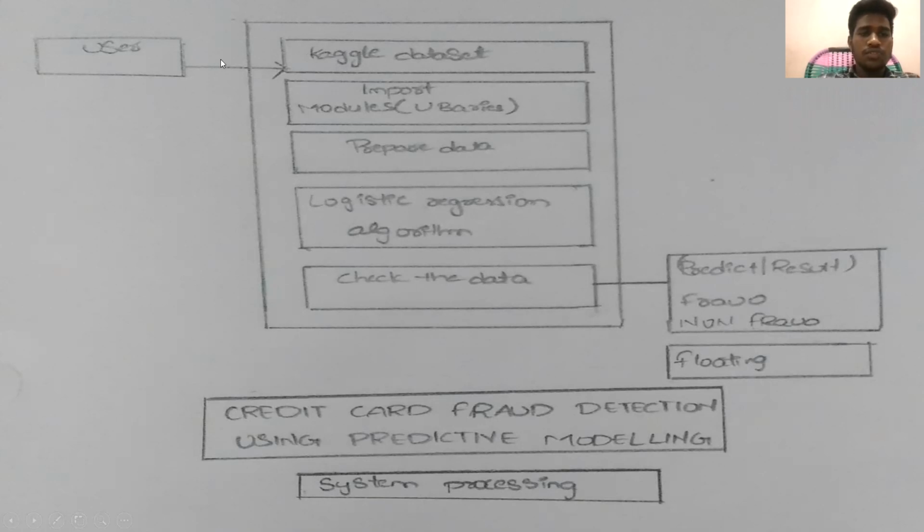We collect the data from the Kaggle dataset and import modules, that is NumPy, Pandas, and sklearn, then prepare the data. Whatever data we are going to test, we prepare, and it is performed on the logistic regression algorithm. We check whether the data is fraud or not and predict it. It will detect fraud. This is the flowchart for credit card fraud detection using a predictive model.